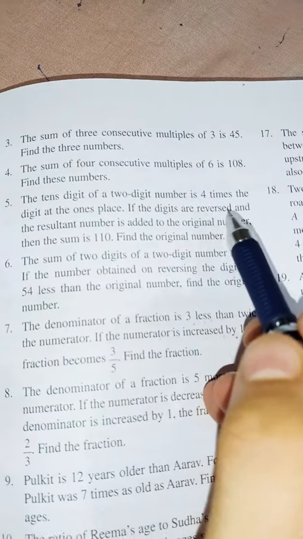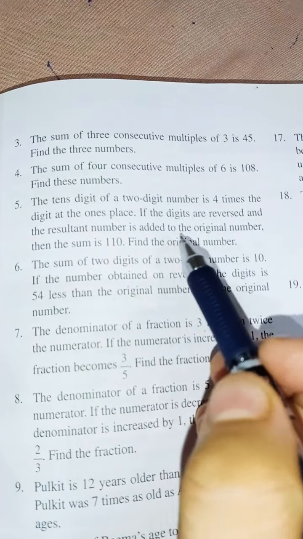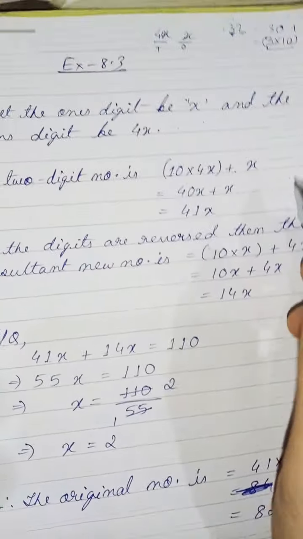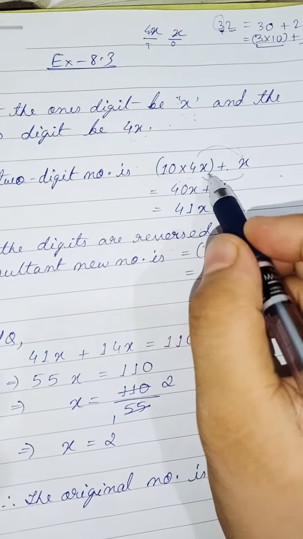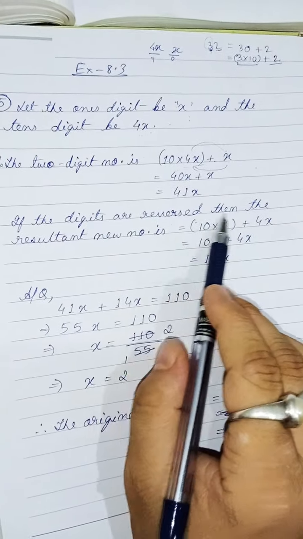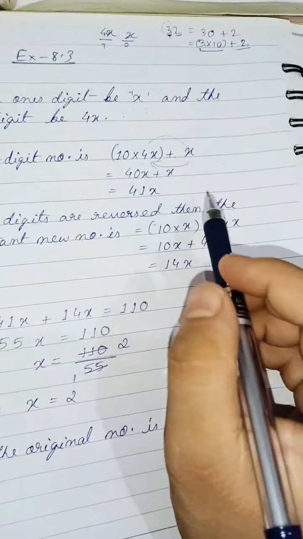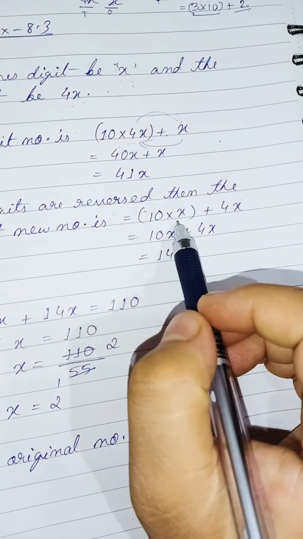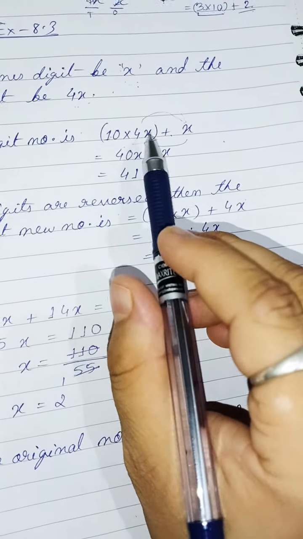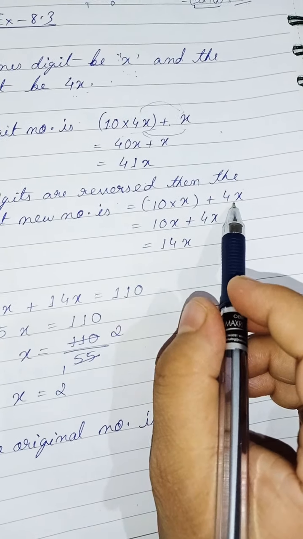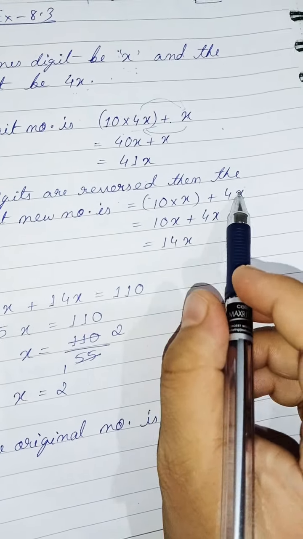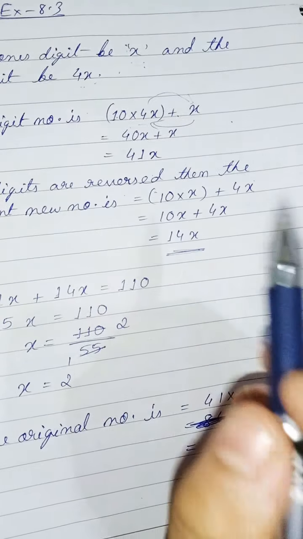Now the question says if the digits are reversed and the resultant number is added to the original, we get 110. Digits are reversed means what? Means I'll take the tens digit to the ones place and the ones digit to the tens place. So if the digits are reversed, then the resultant new number is, now in place of 4x I will bring x here and 4x will go in the place of x. So 10 into x, 10x plus 4x, which gives you the new number, which is 14x.